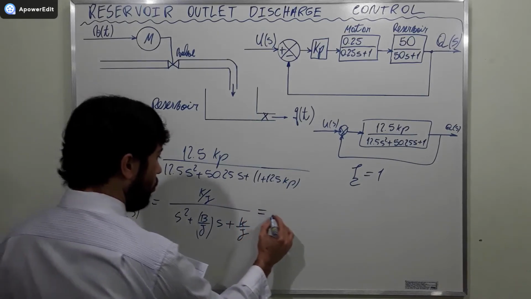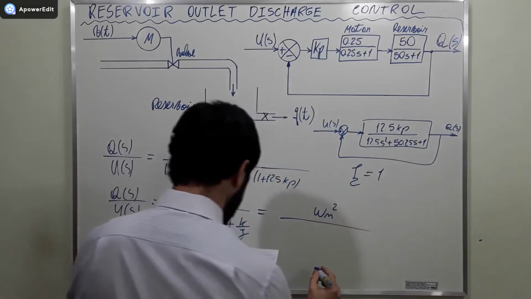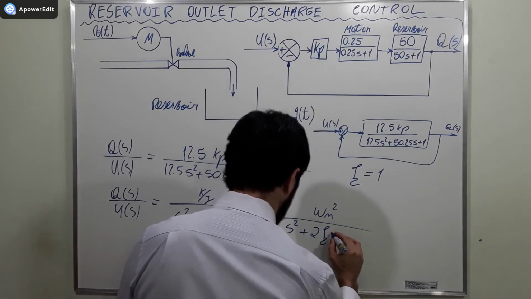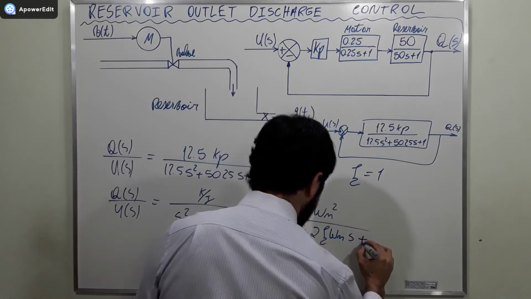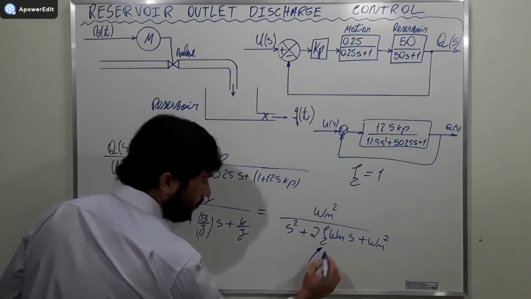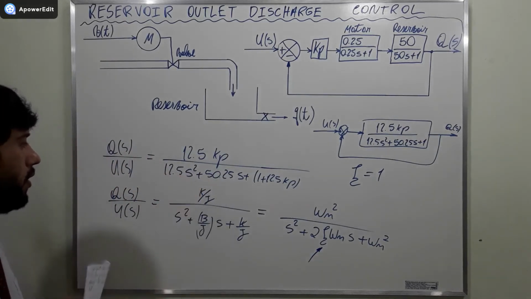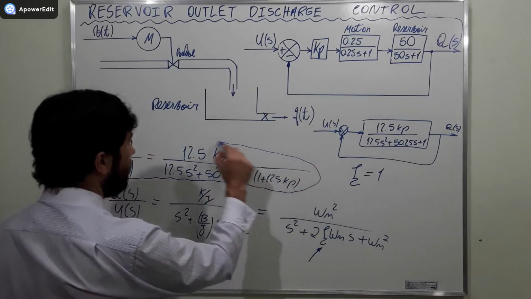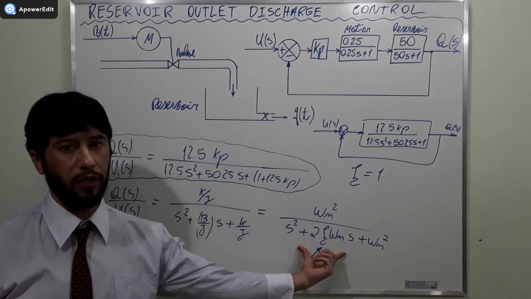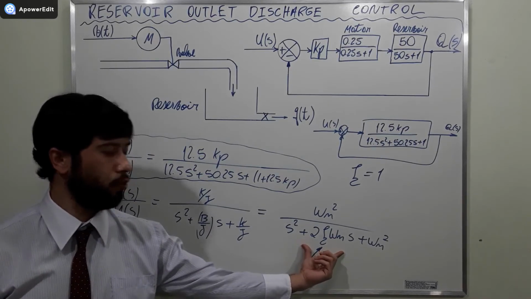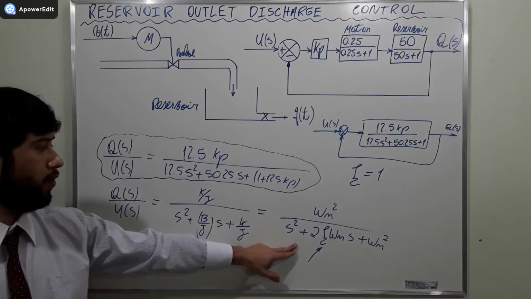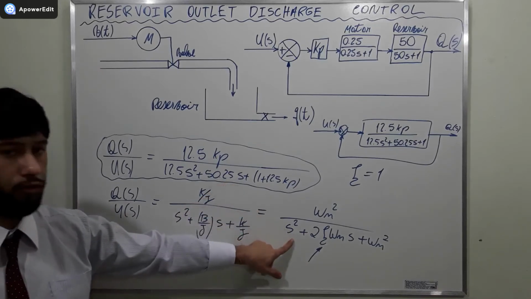Okay, and this is going to be equal to Wn squared divided by S squared plus 2 times C times Wn times S plus Wn squared. What we wish is to find a configuration for this expression here to fit in this format here. This is going to be the template, the format that control theory books give us, and we are going to try to adjust this into this.